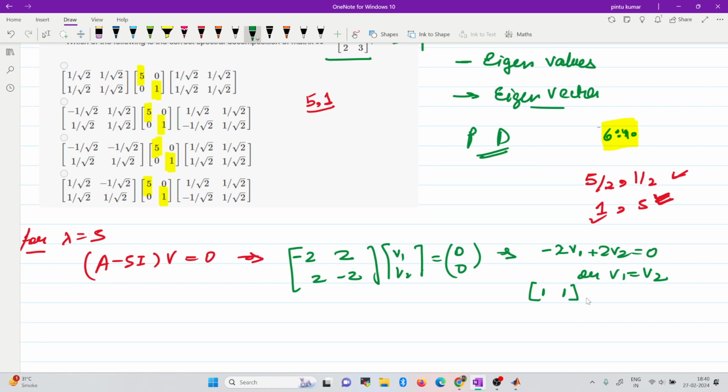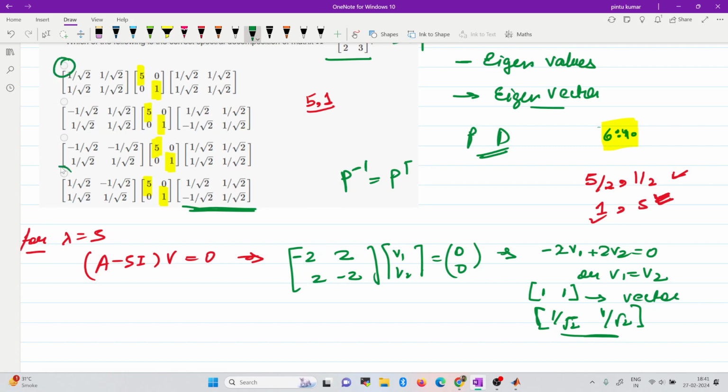What next I can do is find the orthonormal vector. So I'll just divide it by the norm of this vector, that is 1 by root 2 and 1 by root 2. What is the advantage of doing this? If you have an orthonormal matrix P where every vector is orthonormal, then P inverse is nothing but your P transpose. So finding the second part will become very easy if I write it in orthonormal form. So my first vector should be 1 by root 2 and 1 by root 2. So either this option should be correct or this option should be correct.